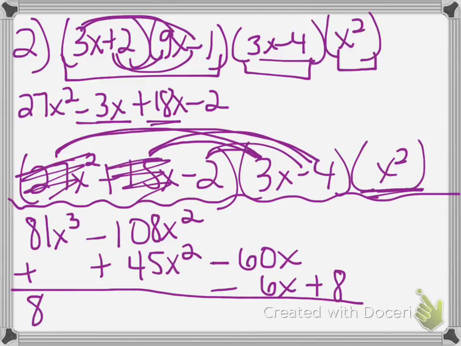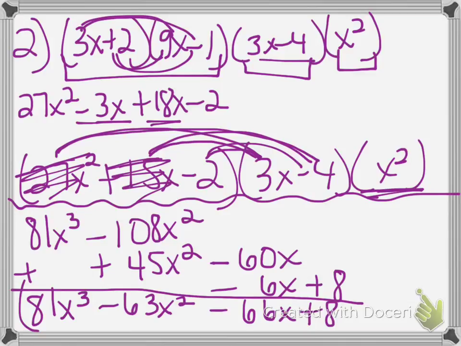So now I've got 81x cubed, and then the negative 108 plus 45 gets me a negative 63x squared. And then I've got negative 60x minus 6x, so I get negative 66x plus 8. So I've got all of that, and I now need to multiply by x squared. So this is quite intense. I'm going to distribute this x squared to everything here. So I'm going to move on to the next page where I show that distribution.